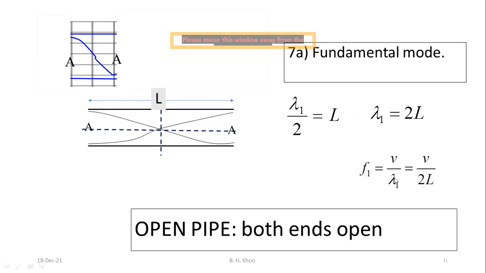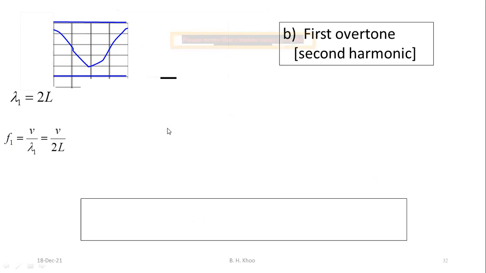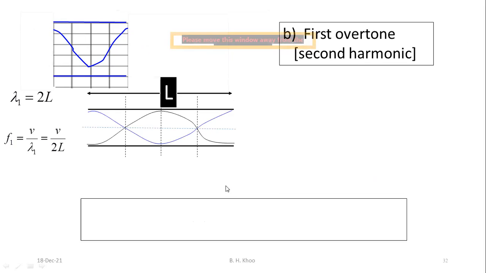Speed divided by lambda 1 will get your f1, the first frequency, or we call it the fundamental frequency, or first harmonic. So it's v over lambda 1, which is 2L, so v divided by 2L. So that's what we have derived. So the next one, we do the same thing. Open end, antinode, open end, antinode. So that's the next one that we can have. You should be able to draw that. Remove the others. So that's how it looks like.